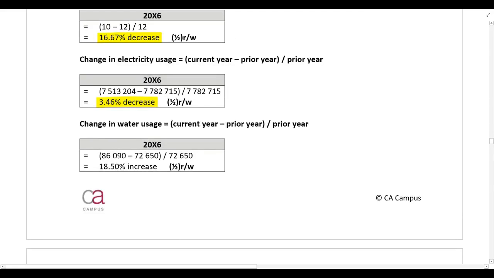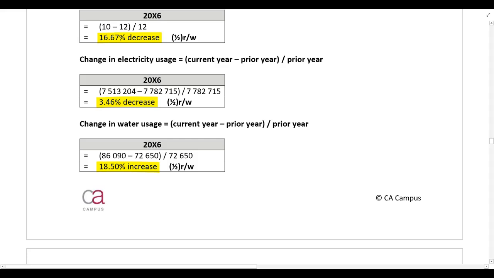Then for water usage, you should have calculated an increase of 18.5% from the prior year to the current year. Now, once again, we can't compare this to production volumes because we don't have that information. However, we do have sales volumes or revenue, and we know that revenue dropped from the prior year to the current year. So if revenue is dropping, we should definitely not have an increase in water usage. So the fact that water usage has increased by such a large extent, by 18.5%, definitely indicates negative performance.